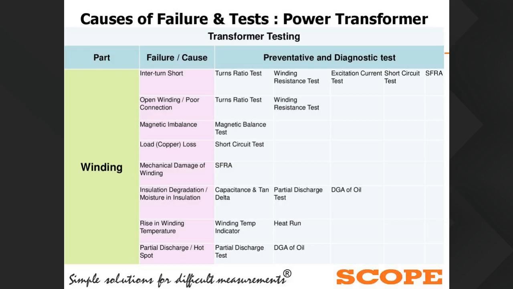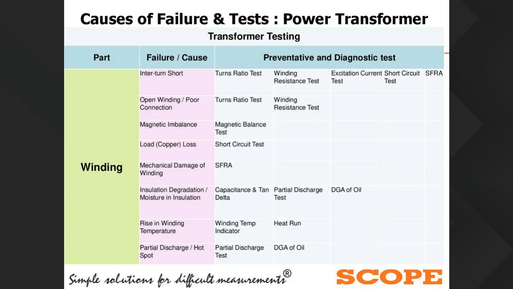Similarly, to find out whether open winding is there or not, with the help of the turns ratio test and winding resistance test, with their results we can easily find out. Similarly, for magnetic imbalance, a separate magnetic balance test is also available. Then the load loss short circuit test is there. Then for mechanical damages, the SFRA test is there.